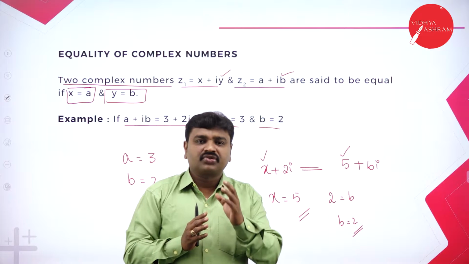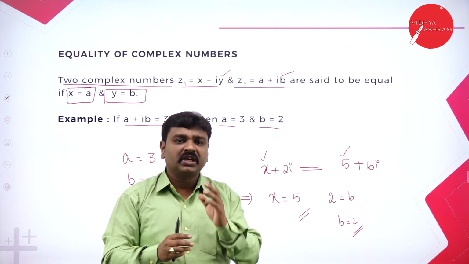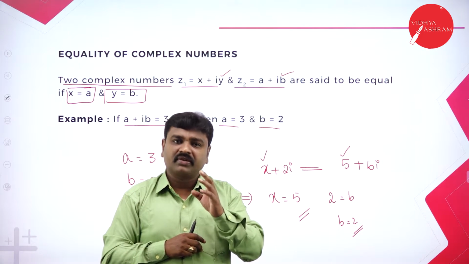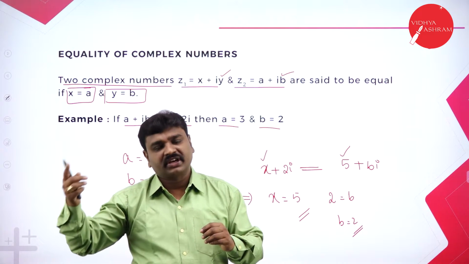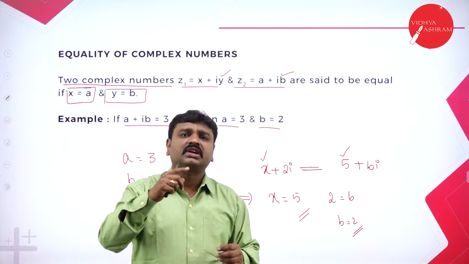So I hope all of you understood what is equality of complex numbers. Two complex numbers are said to be equal if the real part of the first is equal to the real part of the second and the imaginary part of the first is equal to the imaginary part of the second. Real part means the term without i. Imaginary part means the term with i.